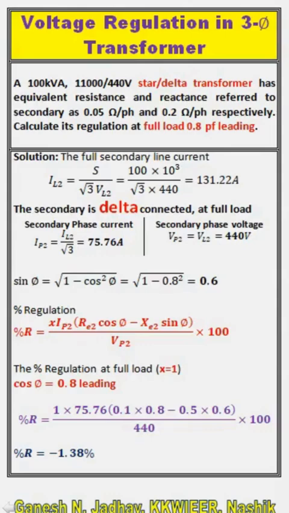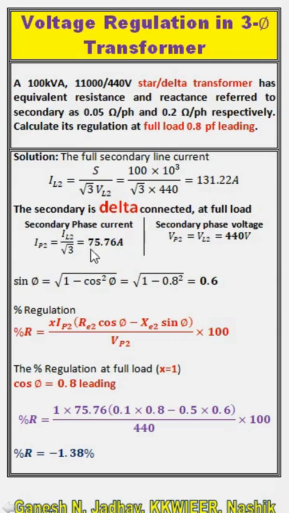Let's determine the voltage regulation in a three-phase transformer. In this three-phase transformer, the connection type is given as star-delta, so the secondary is delta connected. We have to determine the regulation at full load, 0.8 power factor leading, and all per phase values of the resistance and reactance referred to the secondary are given. So first calculate IL2, S upon root 3 VL2. This is the line current. As the secondary is delta connected, the secondary phase current is equal to line current upon root 3.